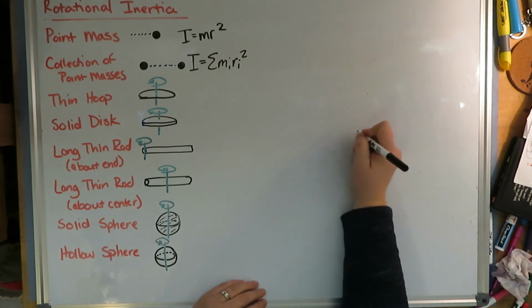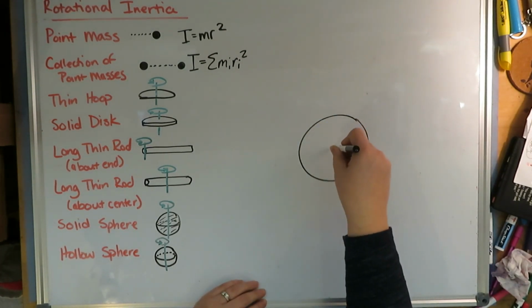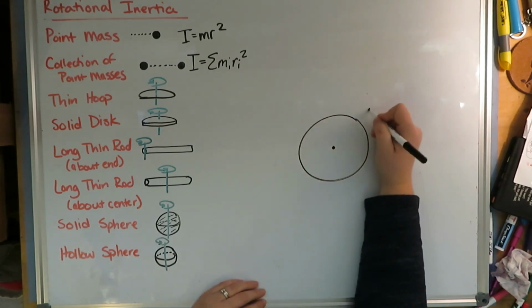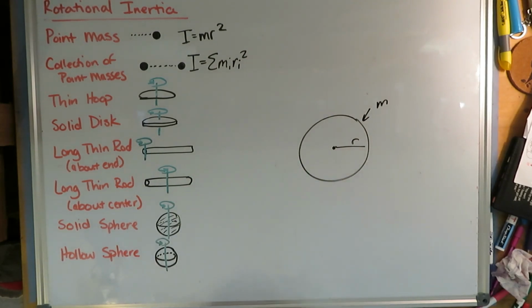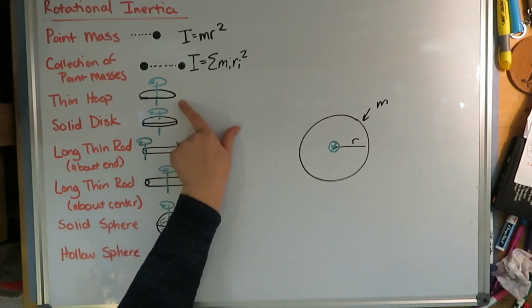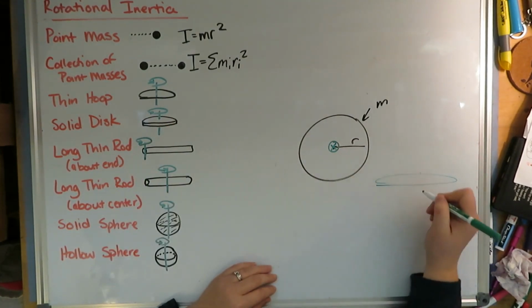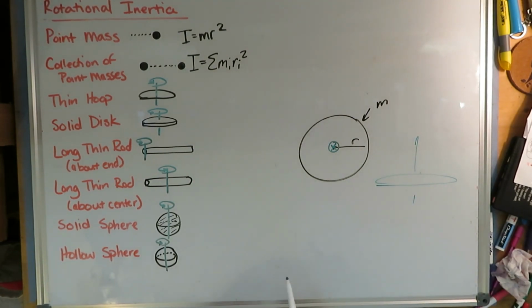Now, the thin hoop. If I look at the hoop from a top-down view, I'm talking about an axis of rotation that goes through the center here. So if this hoop has a mass of m and a radius of r, one thing I'm assuming is the axis of rotation is going straight through the center. In this picture over here, I've rotated it on its side, so you can see that the axis of rotation would be here, and then this would be in the plane of the page.